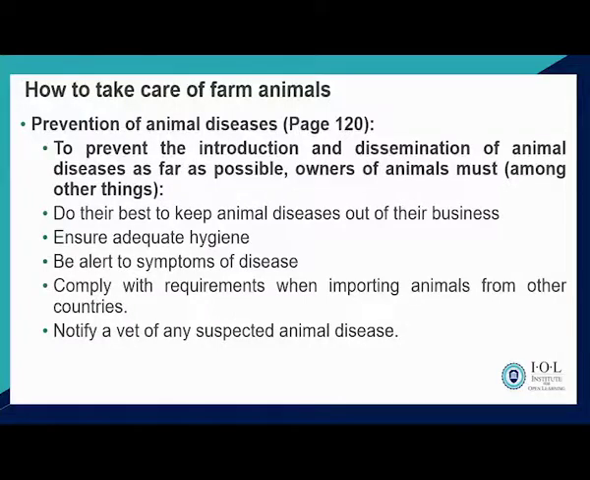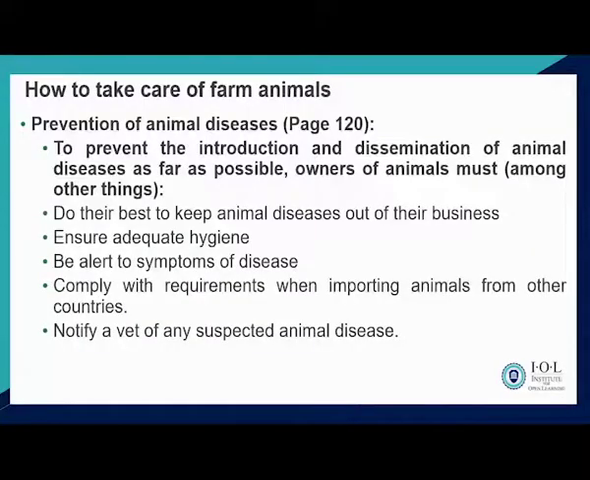They should ensure adequate hygiene. They should be alert to symptoms of disease, comply with requirements when importing animals from other countries, and lastly, notify a vet of any suspected animal diseases. Okay, but more on the prevention of animal diseases is detailed on page 120 of your study guide.